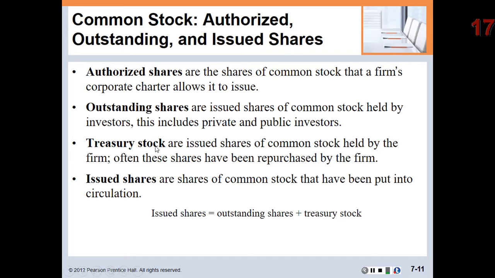Treasury stock. Now, this comes up a lot of times in the investments area. Treasury stock are shares of common stock held by the firm. Often these shares have been repurchased by the firm. So this is one way that a company, if they want to reduce the number of shares outstanding, can do it. Common stock doesn't have a maturity date, but the company can buy back shares of its own stock. Typically, they do this for one reason: they think the shares are underpriced, really cheap right now compared to what they should be selling for, and so the company buys back some of its shares.